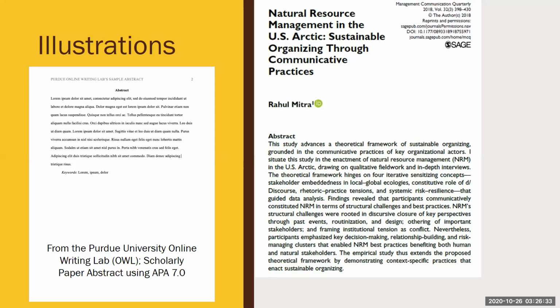The following sentence, I continue by talking a little bit more about the theory. The theoretical framework hinges on 4 iterative sensitizing concepts: stakeholder embeddedness in local global ecologies, constitutive role of D&D discourse, rhetoric practice tensions, and systemic risk resilience that guided data analysis. This sentence basically was important because, again, it provides a lot more detail about what was guiding my data analysis, as well as some more details on the theory part of the research.